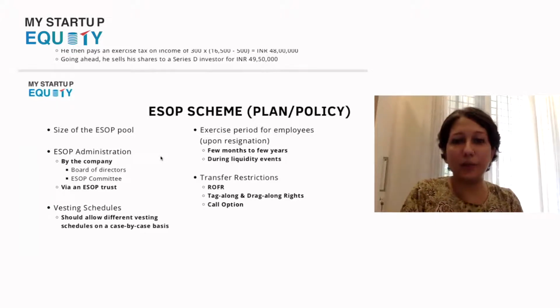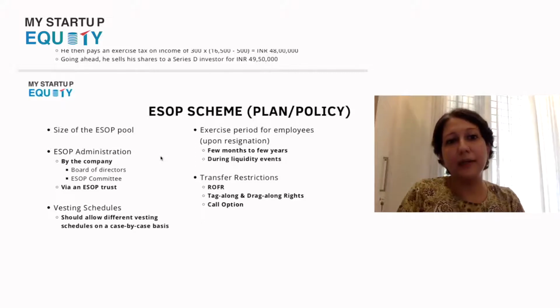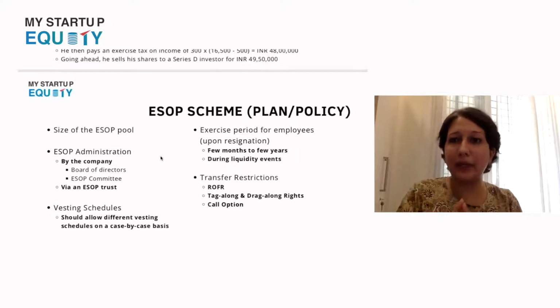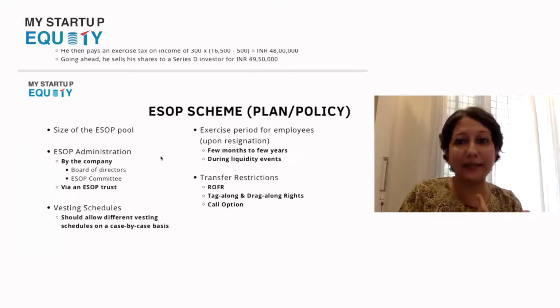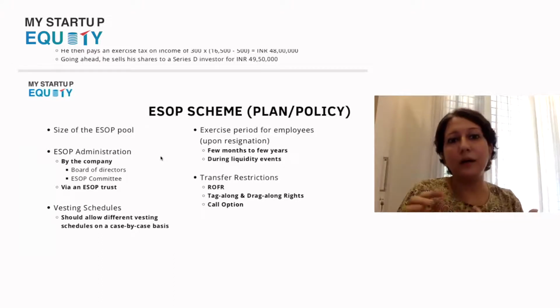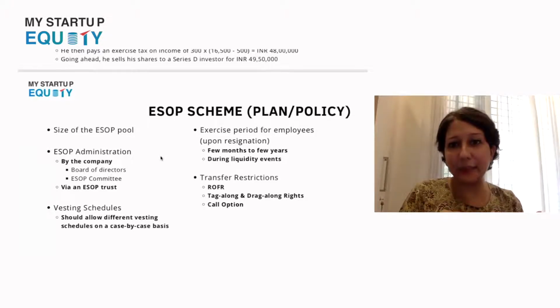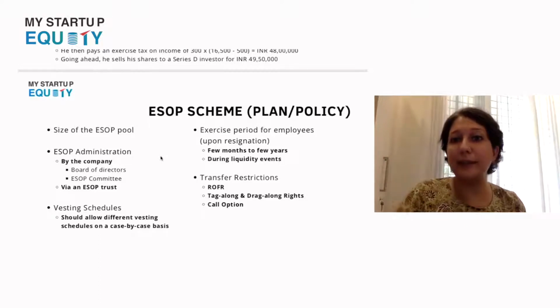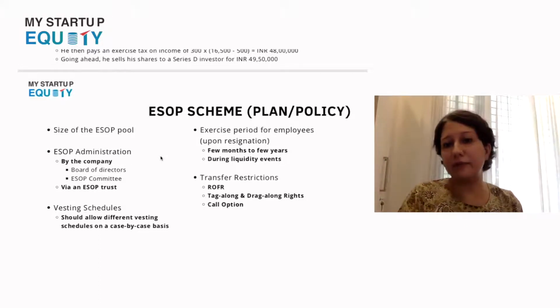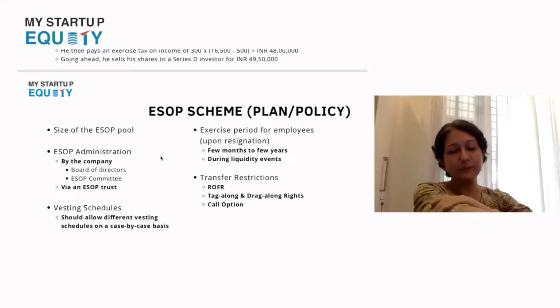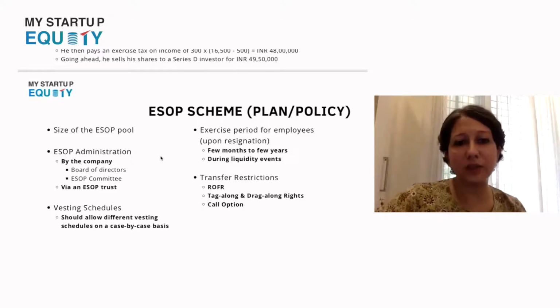scheme document or the plan document, right? And these are the questions that keep coming up most often. What should be the size of the ESOP pool? Who administers the ESOPs in the company, right? What should the vesting schedule be? What should the typical exercise period for employees be upon resignation? And then, of course, transfer restrictions.